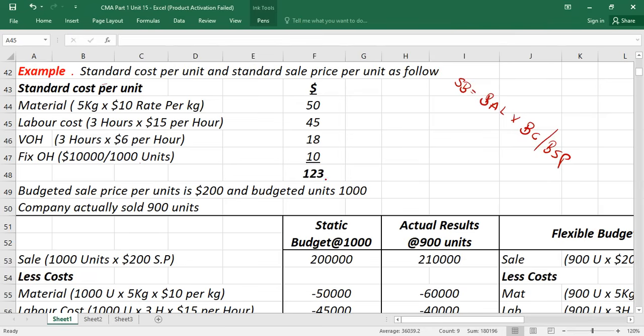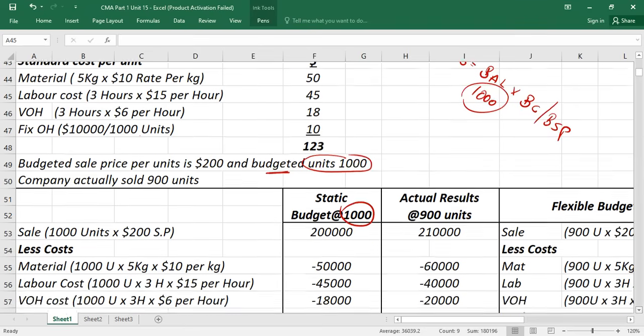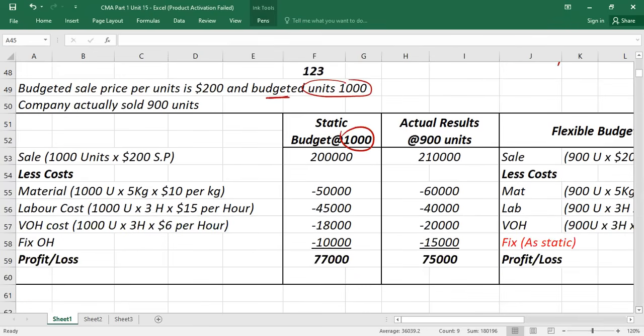The budgeted activity level is given here as 1,000 units, so every time we will multiply by 1,000 units. That is why we always prepare a static budget at the start of the period and at the budgeted activity level. Now how will the budget be prepared? Let's assume you are preparing a budgeted income statement. We first write sales. How many budgeted units are there? 1,000 units. And the budgeted sales price is 200. So 1,000 units times 200 gives the static budget sales.